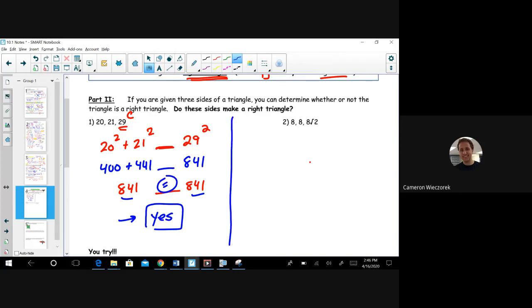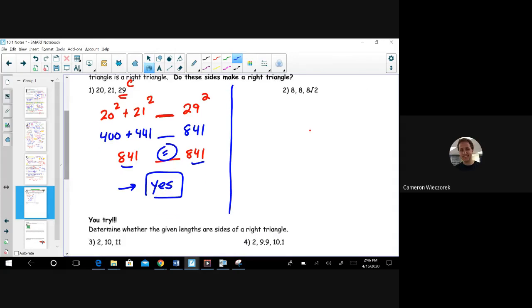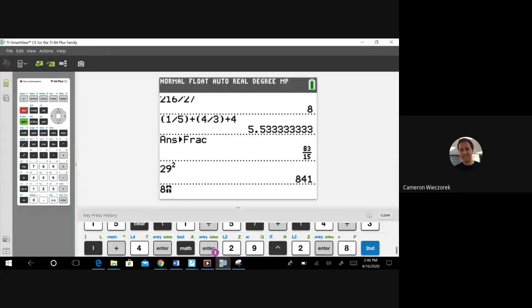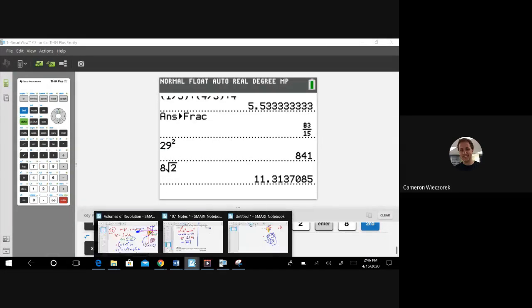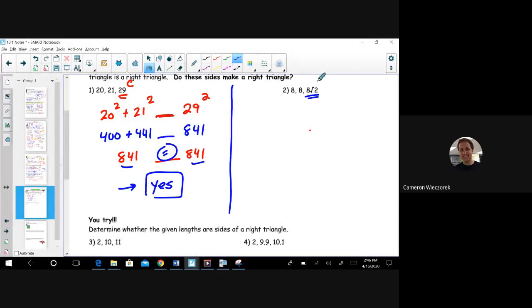Let's try it with number 2. You have 8, 8, and 8 rad 2. 8 rad 2, you can check if you're not sure, that is a little bit bigger than 8. That's about 11.3. Actually, quite a bit bigger. So there's my c value. So I'm going to plug in a squared plus b squared, leave a little blank. We don't know yet if it's equal or not. Remember, you're squaring this. The whole quantity needs to get squared because I need to square the rad 2, but I also need to square the 8.